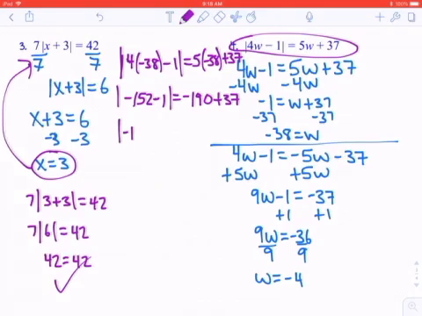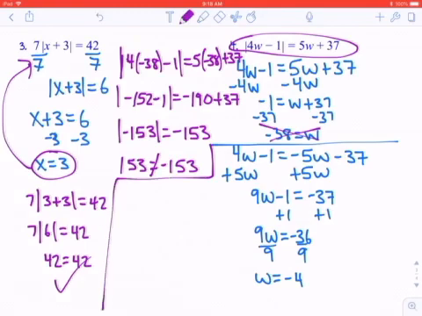So then I get the absolute value of negative 153 equals negative 153. But that would give me 153 for the absolute value, and then negative 153 is still on the right. And that is not true. So w would not equal negative 38. And then let's check this last value, the negative 4.